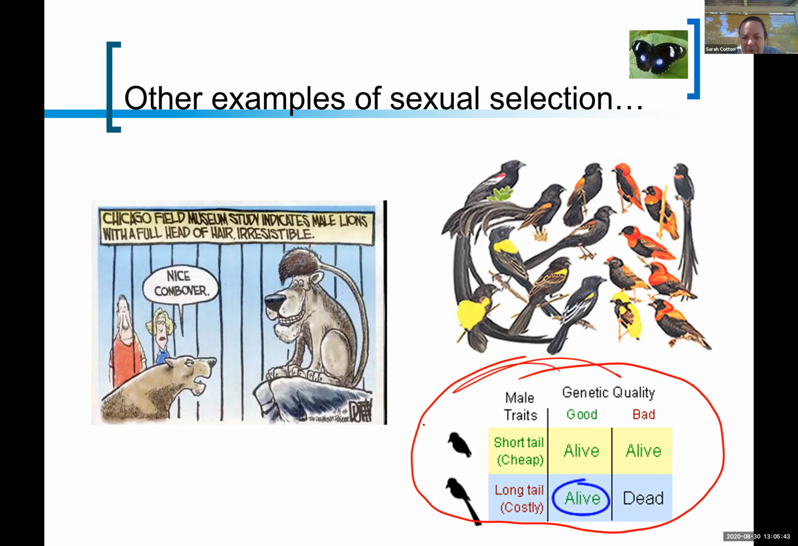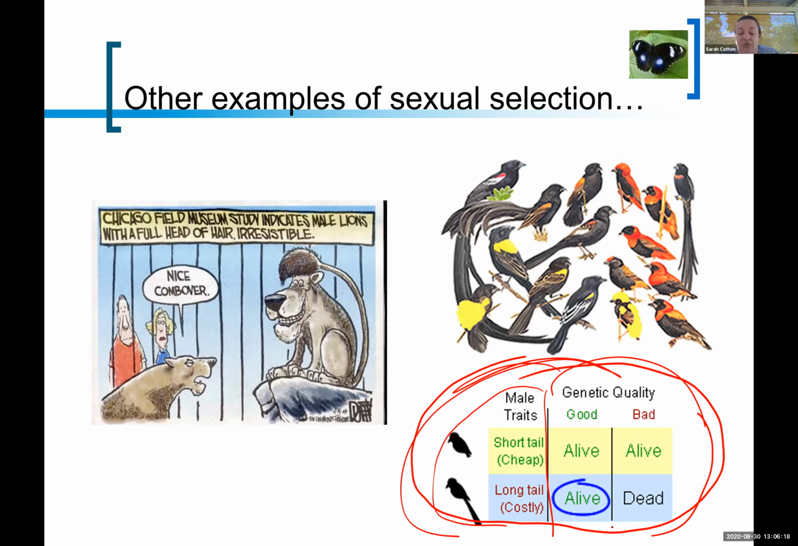So in this little graphic, let's say we have males that have short tails versus males that have long tails. Not only does it take more energy to make a long tail than a short tail, so it's costlier as opposed to cheap, but a long tail also means you're much more likely to get eaten by a predator and struggle. That's one side of the table. The other side says genetic qualities: how tough are you? What does your ability to survive look like?